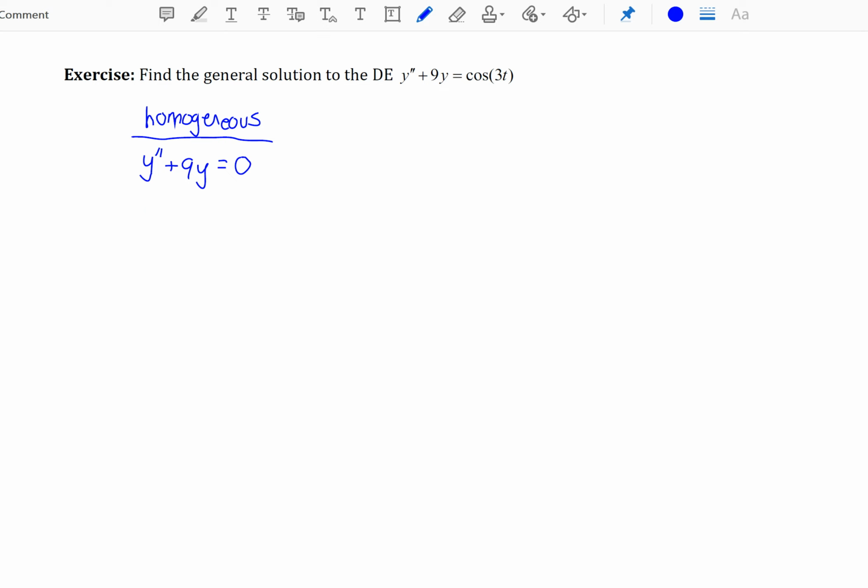Which you'll probably start with your characteristic equation, r squared plus 9 equals 0. Again, don't write an r with 9r. Remember, you only replace your derivative terms with an r. This will give us r squared is negative 9, or that r is equal to plus or minus the square root of negative 9, which tells us r is equal to plus or minus 3i.